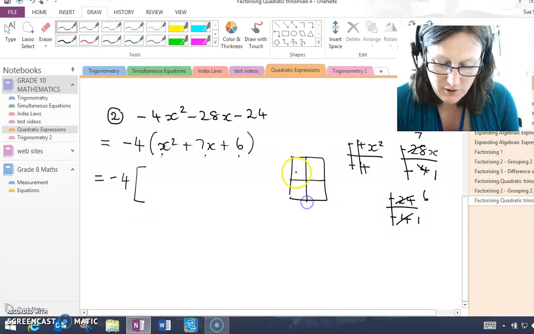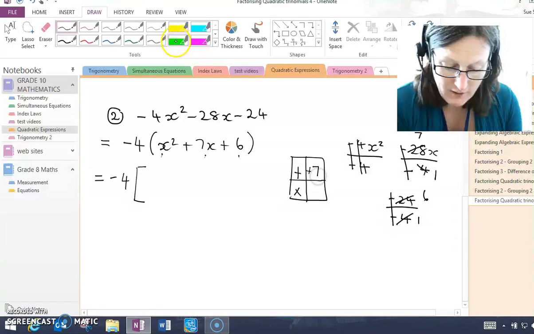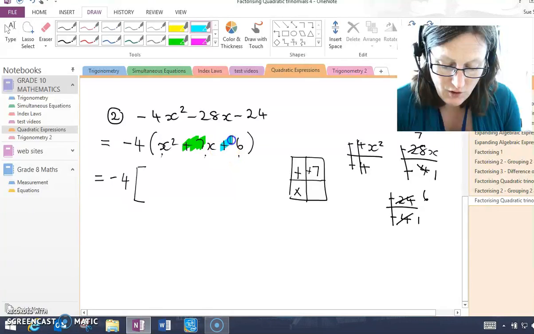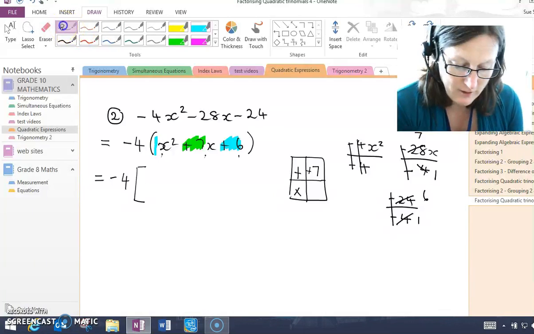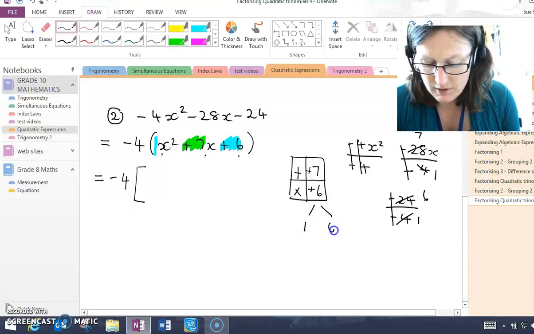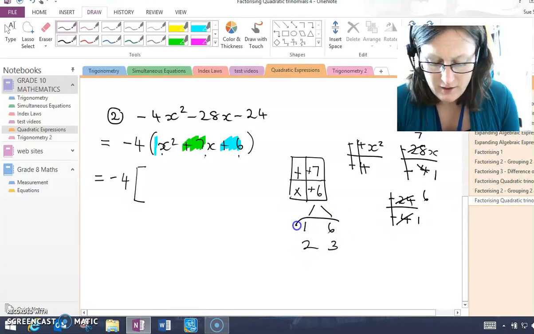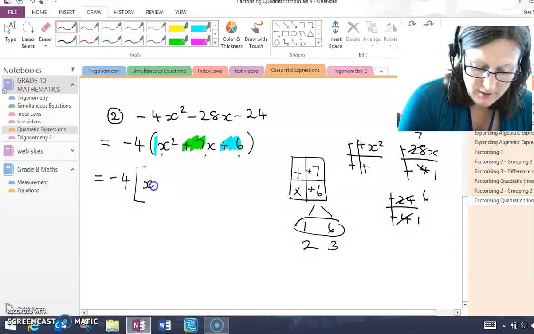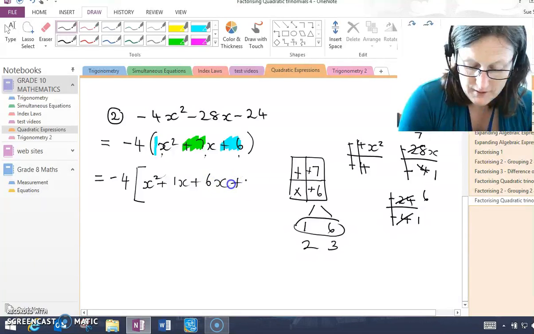In our box, the two numbers that we pick have to add to the thing with the x. So in this case, the thing with the x is 7. The two numbers have to times to 6 times whatever's with the x squared, which is a 1. So the two numbers have to times to positive 6. Positive 6 is 1 and 6, 2 and 3. This first combination is what adds to 7. So I'm going to rewrite this as x squared plus 1x plus 6x plus 6.